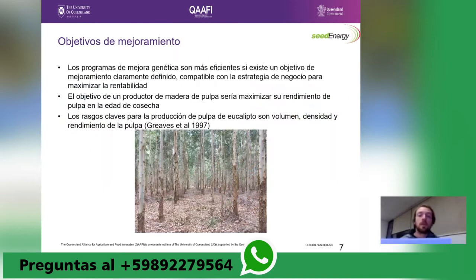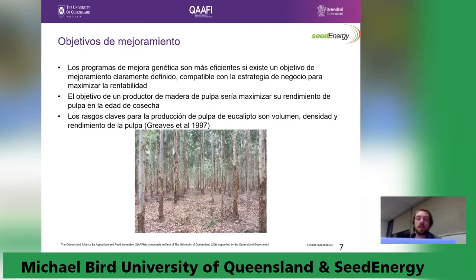For any improvement program, it is important to clearly define the breeding objective and ensure it is consistent with the business strategy to maximize profitability. A kraft pulpwood producer's objective would be to maximize the amount of kraft pulp yielded from their plantation at rotation age. The key traits for eucalypt kraft pulp production are volume, density, and pulp yield percentage.